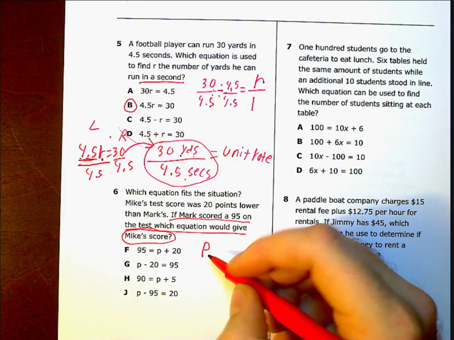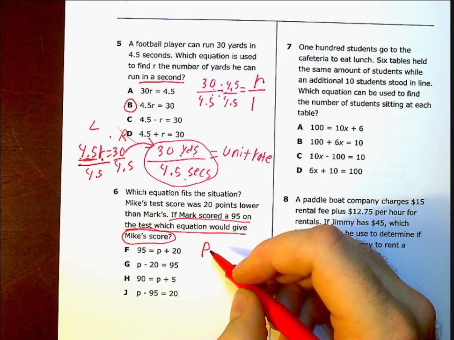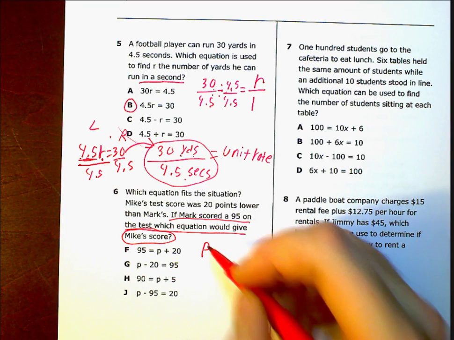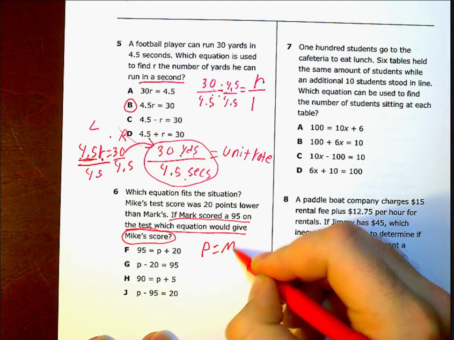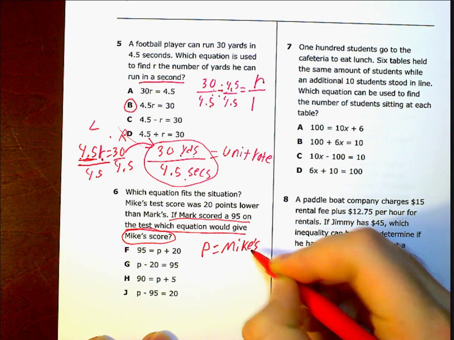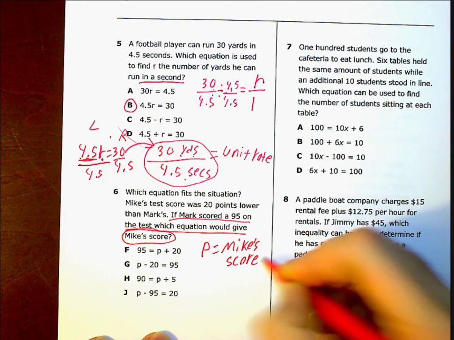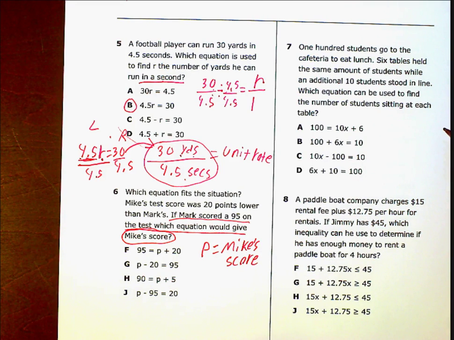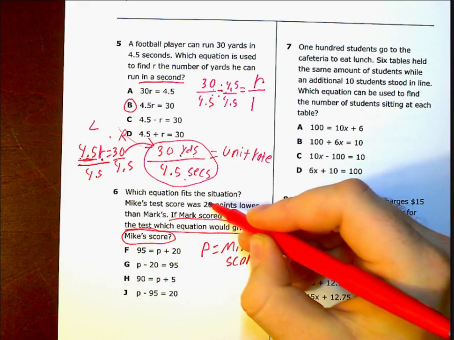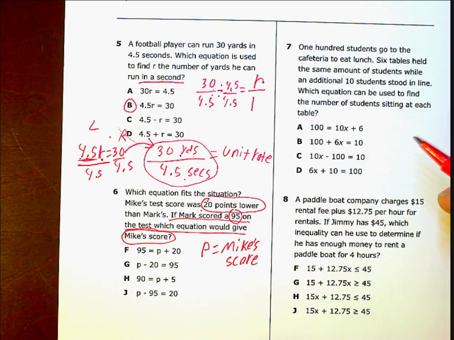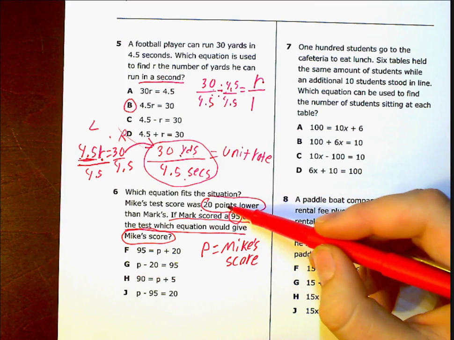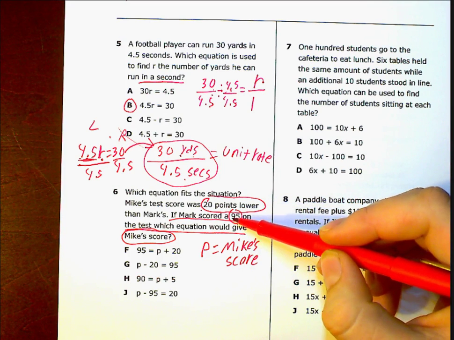So let's put, I don't know why they have P in there. Maybe it's for percentage. But let's go ahead and use the letters they use. So P equals Mike's score. Okay, so that's what we're trying to find. Now let's look at the other numbers they give us. This 95 and this 20 points lower. Okay, so we can find Mike's score because we know that it was 20 points lower than Mark's score.